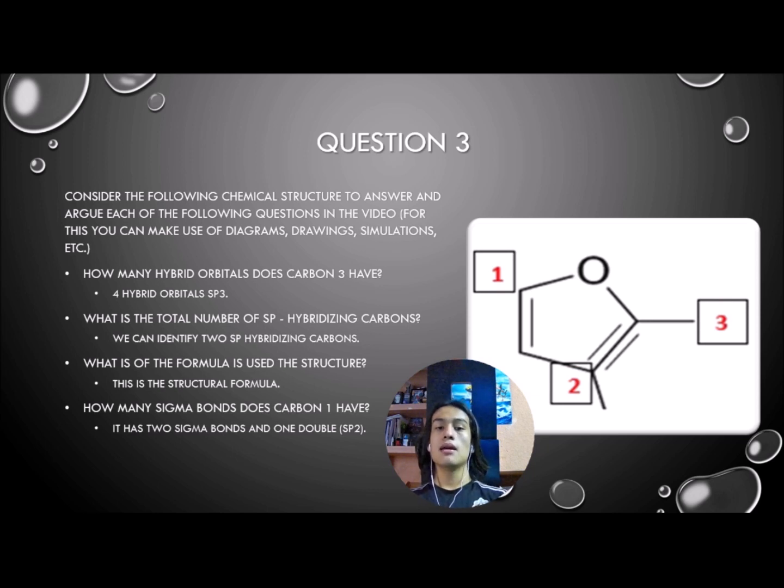And finally, how many sigma bonds does carbon-1 have? Carbon-1, we can look at the right side, it has only one sigma, and downside it has 1 sigma and 1 double. We can conclude that it has 2 sigma bonds and 1 pi.